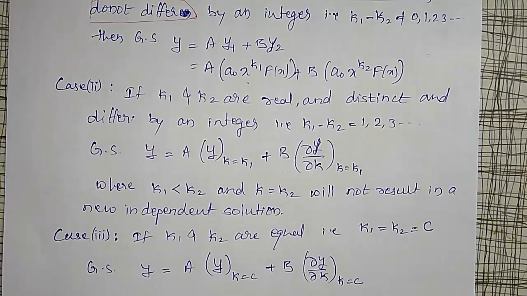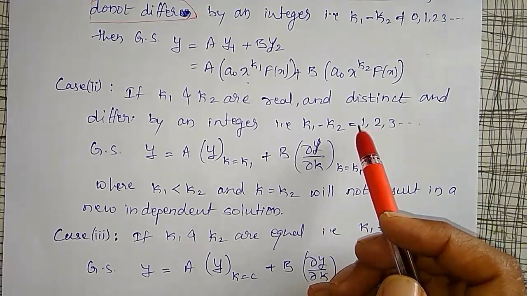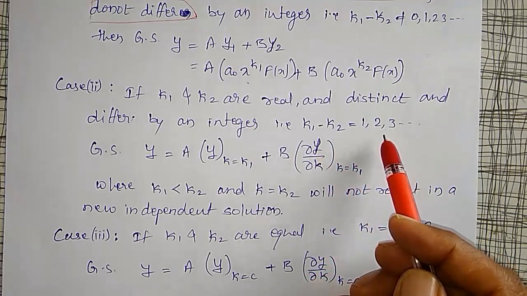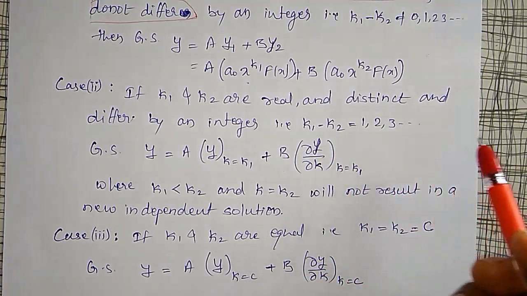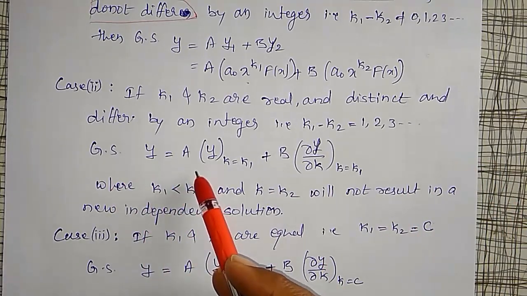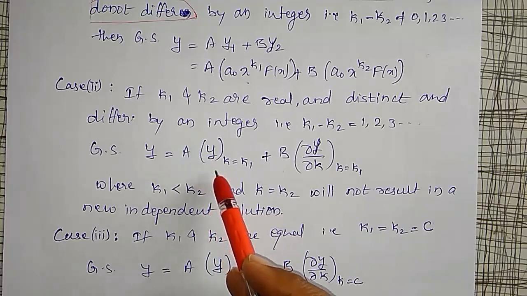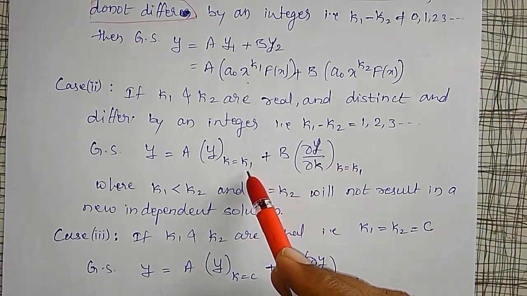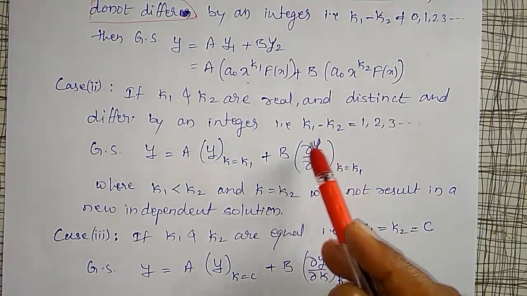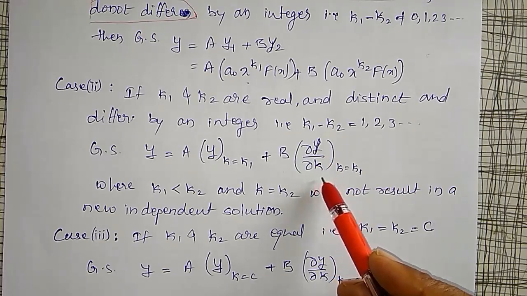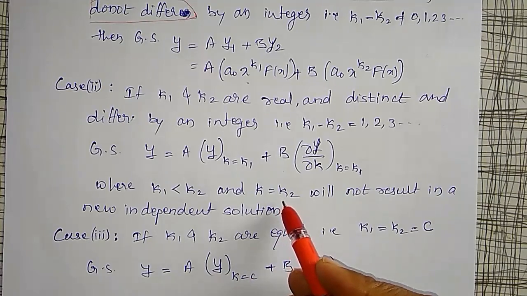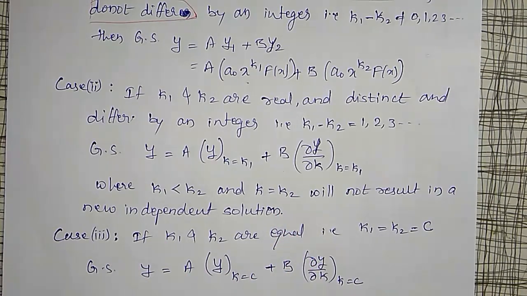Second case: if k1 and k2 are real and distinct and differ by an integer, that is 1, 2, 3, 4 and so on, then the general solution is given by a into y(k) at k equal to k1, plus b into the partial derivative of y with respect to k, where you differentiate and then replace k by k1, where k1 is less than k2. Taking k equal to k2 will not give a new independent solution here.